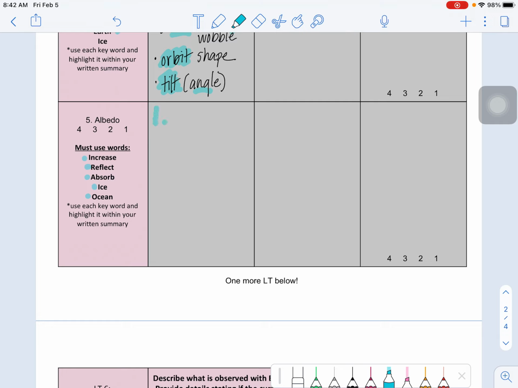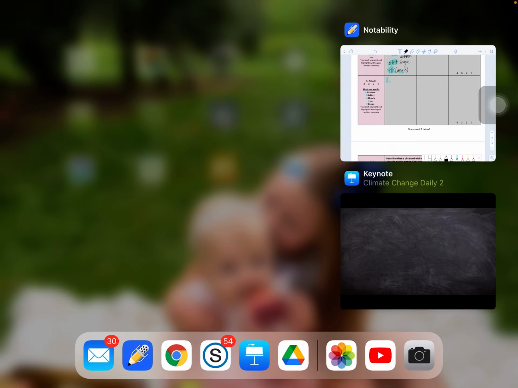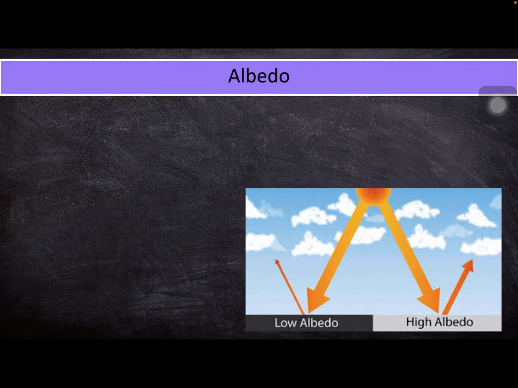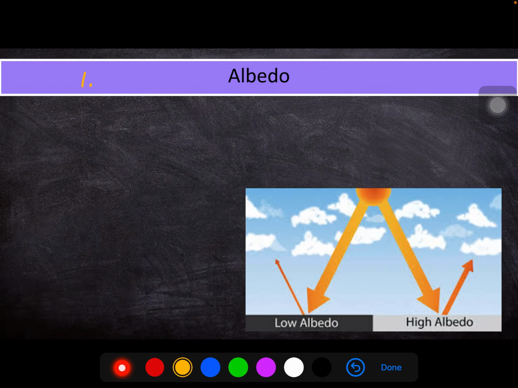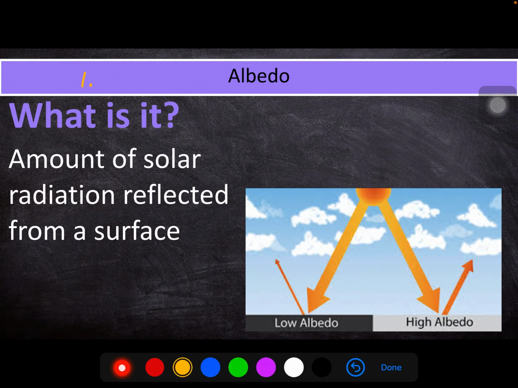So again, our first one here is just what is albedo? I'm going to flip over to the slides and kind of follow you through these that way. So you can go ahead and do half screen and fill in your boxes as we go. So this is essentially our number 1, right? What is albedo? Well, it's looking at the amount of solar radiation reflected from a surface. That's what albedo is measuring.